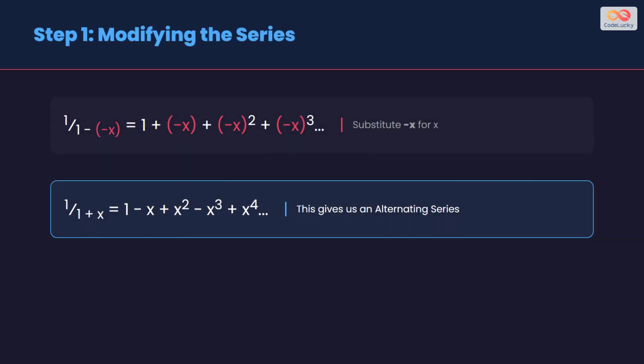Our first step is to tweak the geometric series. Instead of positive x, we substitute negative x into our original formula. This transforms 1 over 1 minus x into 1 over 1 plus x. Consequently, the signs in our series begin to alternate: 1 minus x plus x squared minus x cubed.